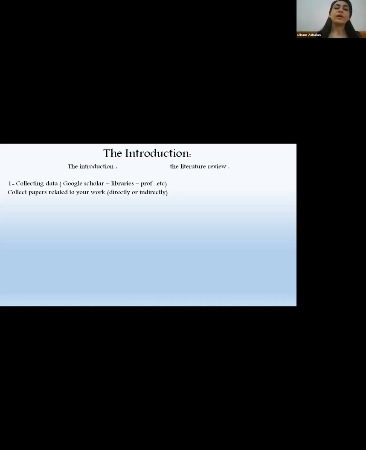Actually, to write the introduction, I need to make a strong base. I need to collect data. How can I collect the data I might need? I need to go maybe through Google Scholar, find some references from the net. I can go to libraries, ask my professors, my colleagues, maybe for some books.